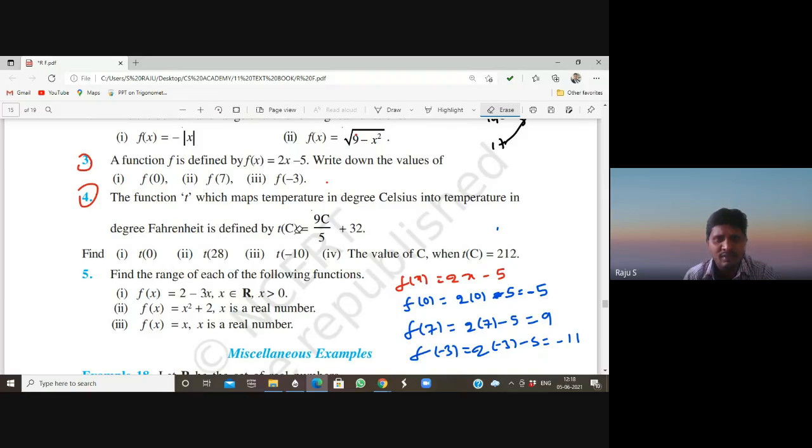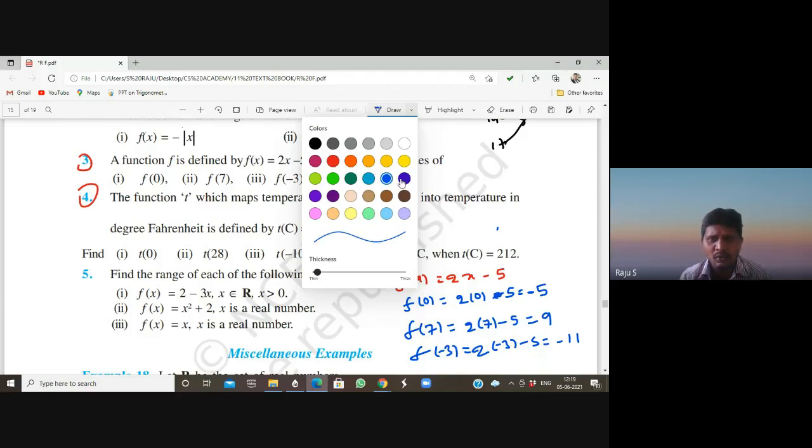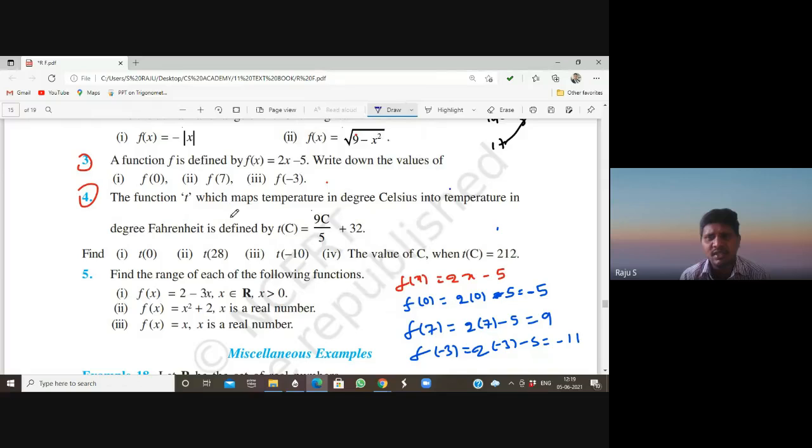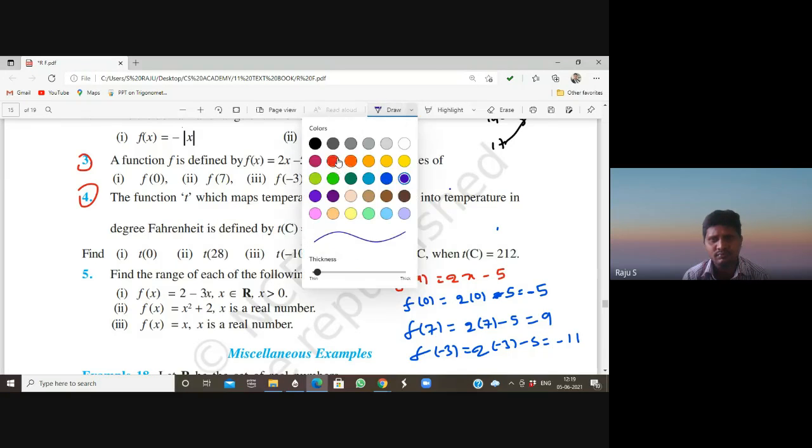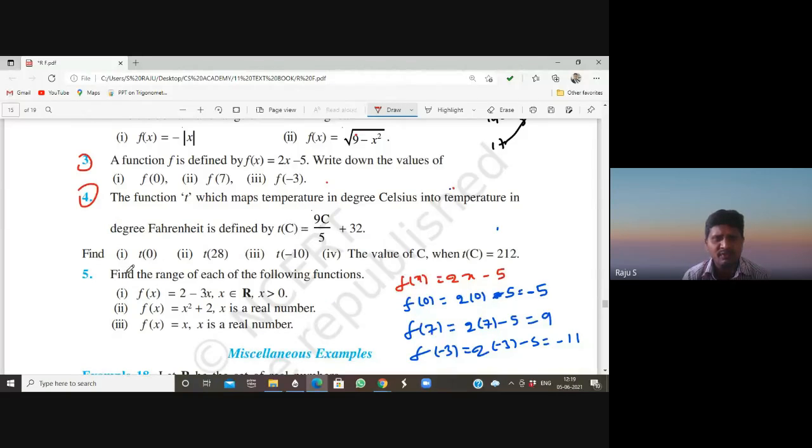Here also the same. The function T which maps temperature in degree Celsius into temperature in degree Fahrenheit is defined by T of C is equal to 9C by 5 plus 32. Right? Okay, so T of 0. All of you do all the problems. After that, tell me the answers. Substitute 0 in place of C here. Someone said 32. Is it right?